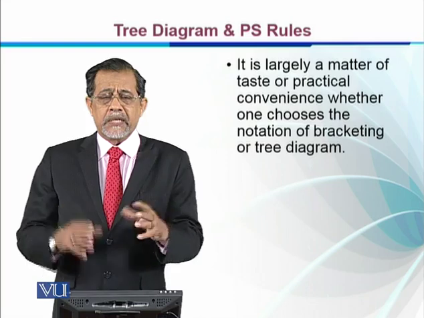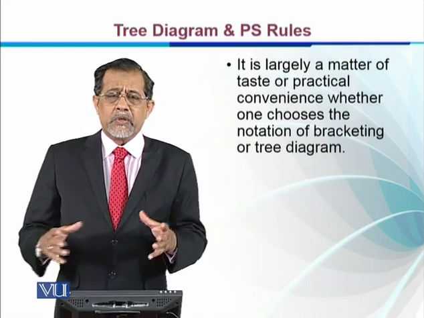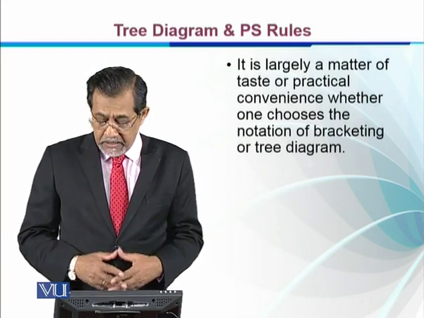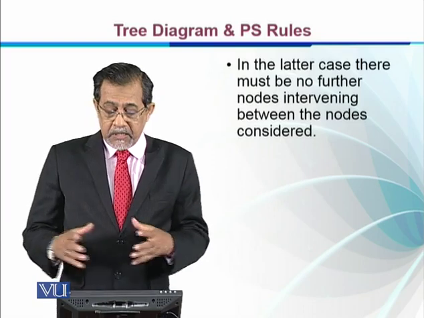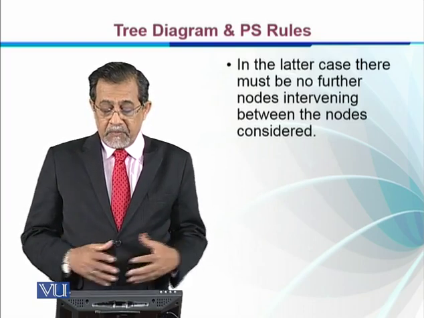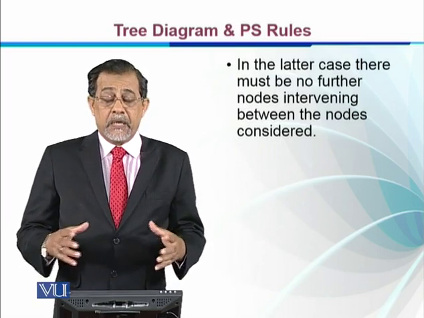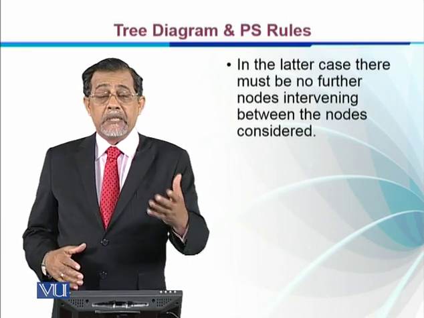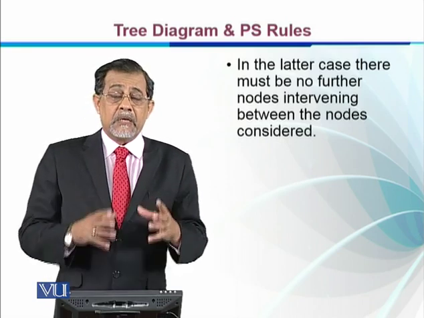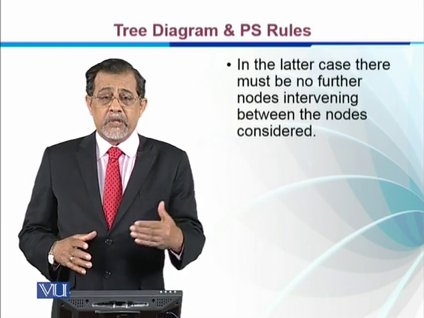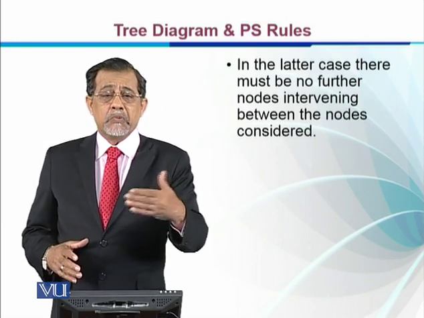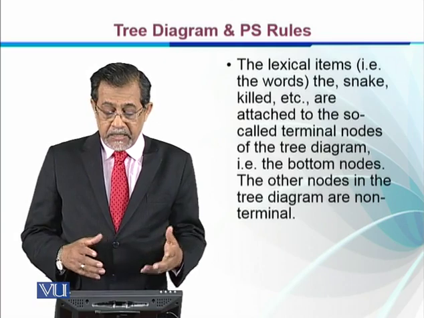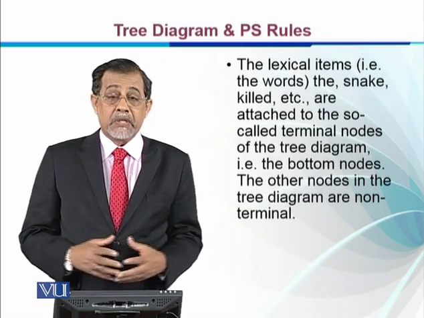We go up to each constituent in the sentence and know what grammatical constituent or category that word is, whether it's a lexical or grammatical word. In the latter case, there must be no further nodes intervening between the nodes considered. If we look at the bracketing, we cannot go further to smaller units. The lexical items, the words the snake killed, are attached to the so-called terminal nodes.